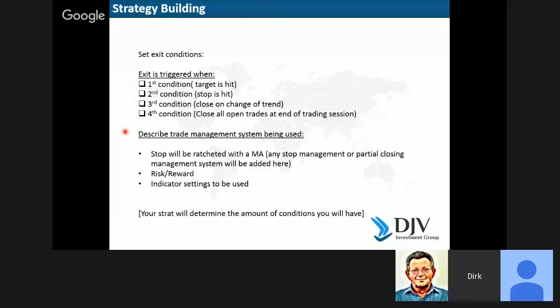Right. And then, thirdly, we're going to have the trade management system. Now with the trade management system, this is where all the extra bulk comes in. Remember, like I said, here you're going to want to make a mention of the type of risk to reward ratio you're going to use. We always start off with what?